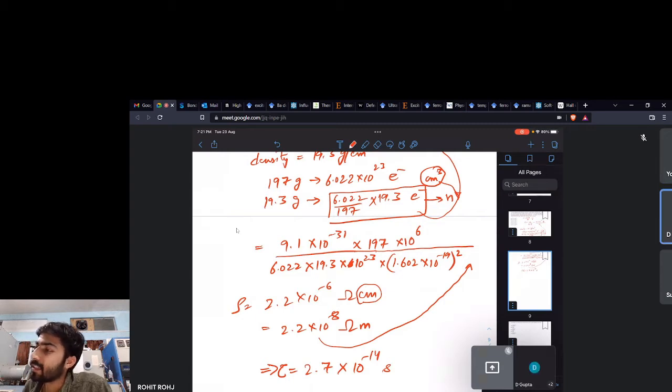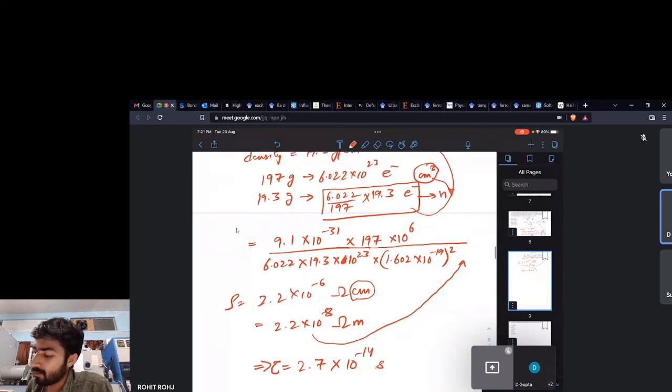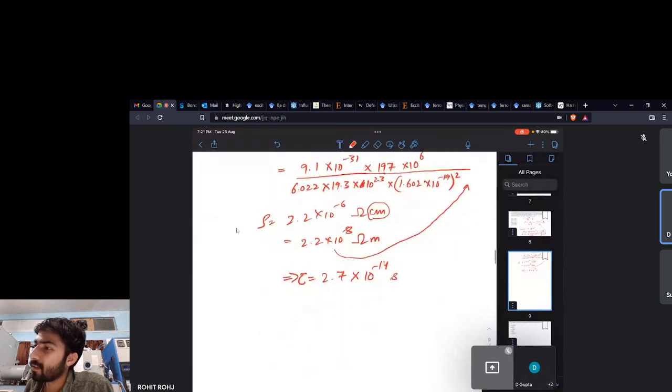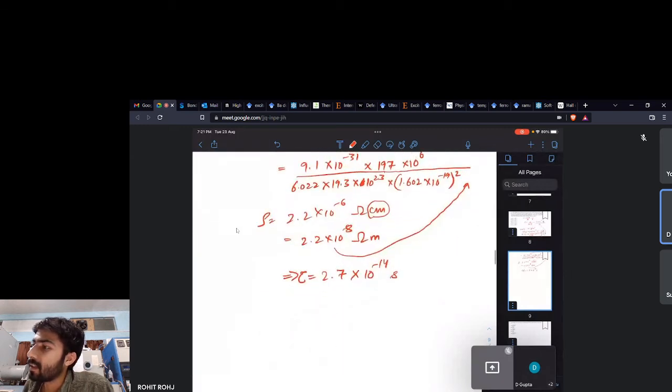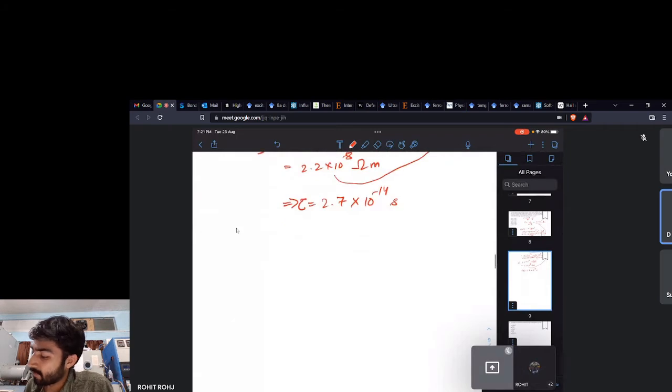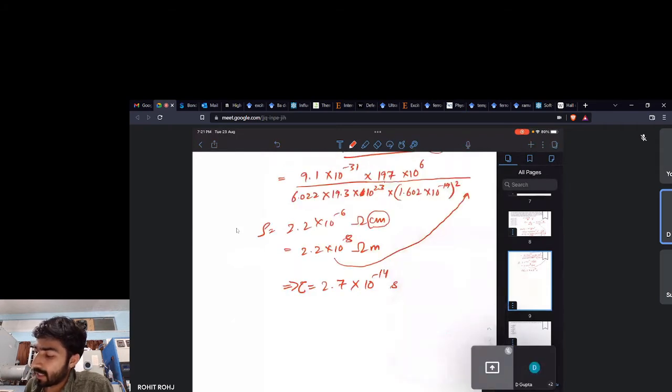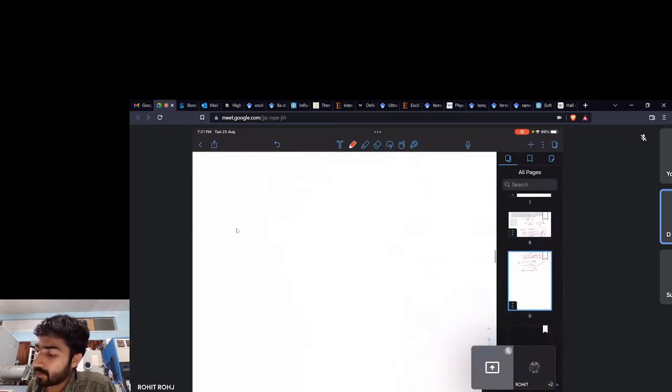Actually, I did this calculation, but I could not get this factor 10 to the power minus 14. I checked many times. I don't know where I made the mistake. Can you explicitly calculate it, if it is possible? Okay, I'll do this calculation right away on the screen.